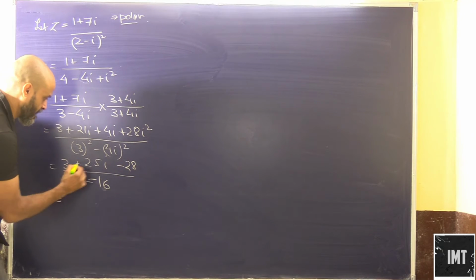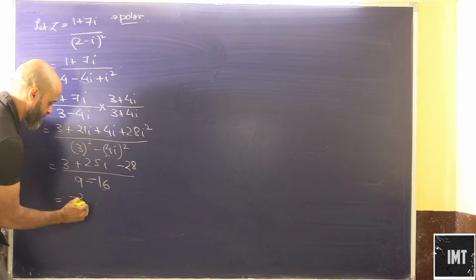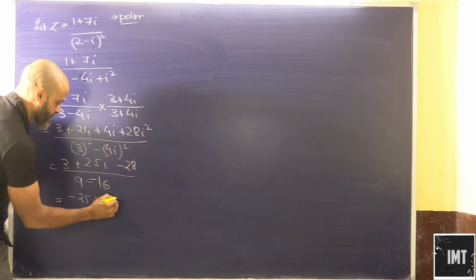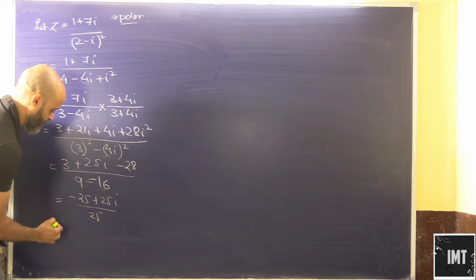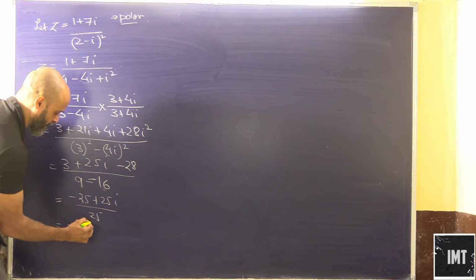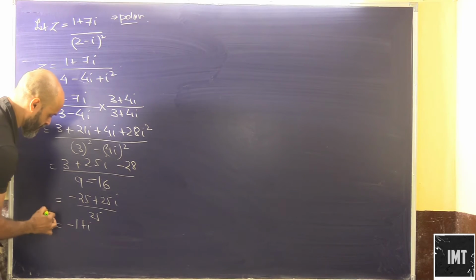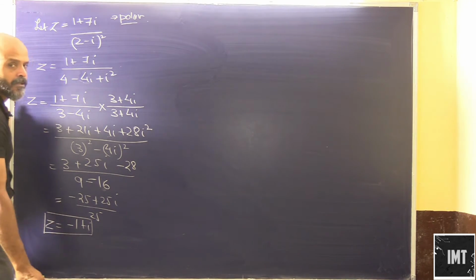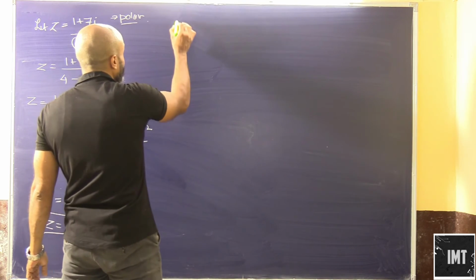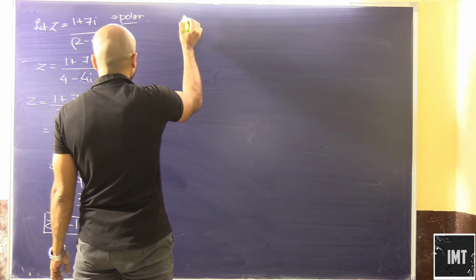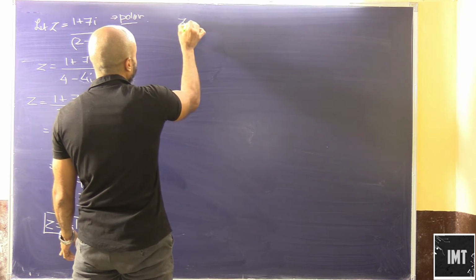So here we have 3 minus 28, that is minus 25 plus 25i upon what do we get here? 25. So this will be minus 1 plus i. So Z can also be represented as minus 1 plus i. Now we have to find out the polar form of the coordinates. Now polar form, we all know, in this case what will be the polar form.